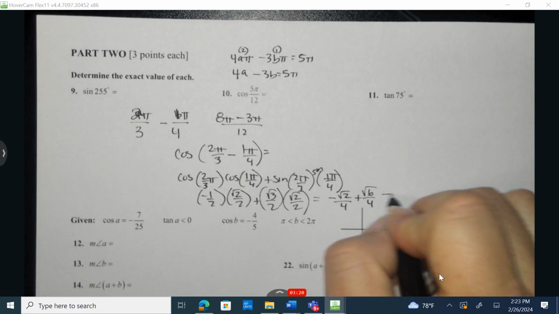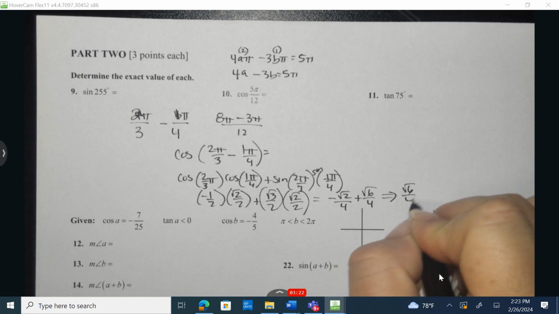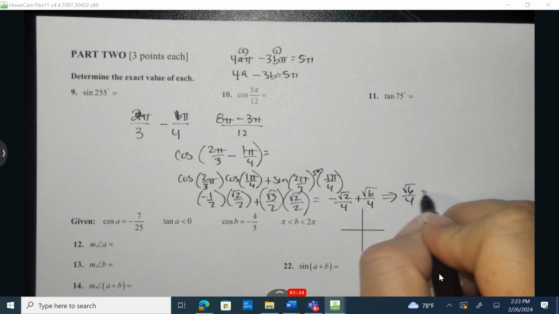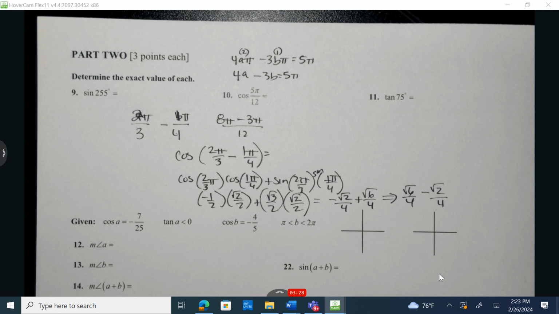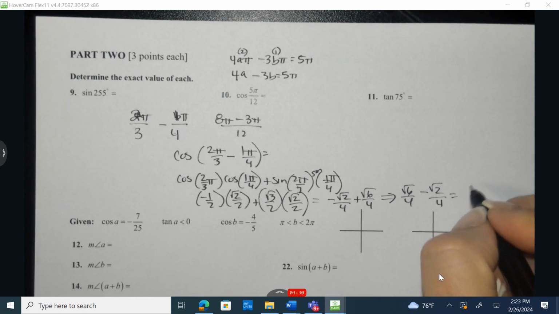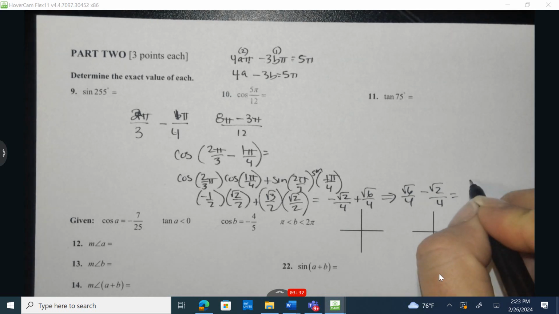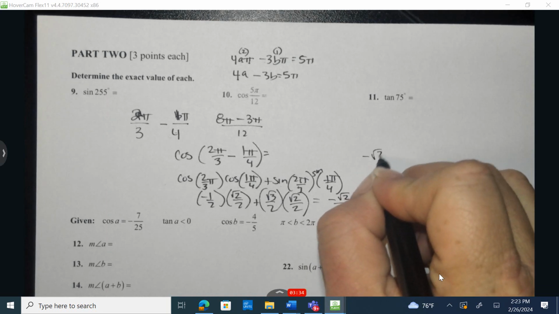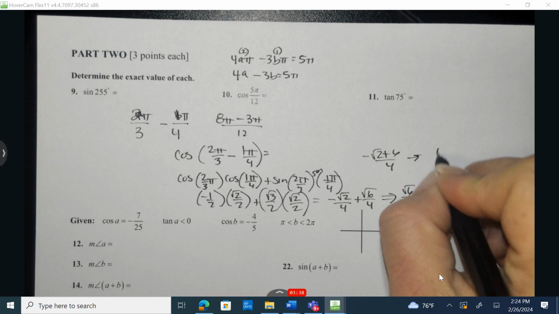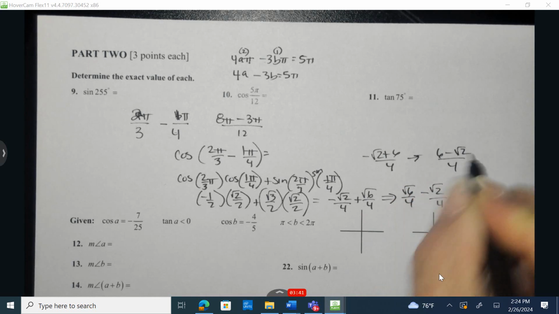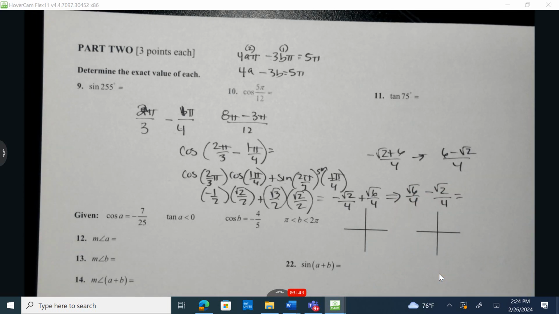Now, whether you write it in this order or you reverse the order, as long as the negative sign remains with the square root of 2 and the positive sign remains with the 6, you can leave it like this, or you can even push it together if that's what you choose. So it could be like negative square root of 2 plus 6 over 4, or maybe you want to write it as 6 minus the square root of 2 over 4. They're equivalent answers.